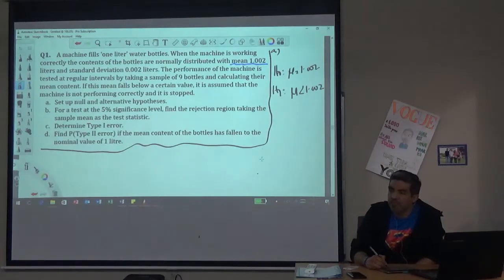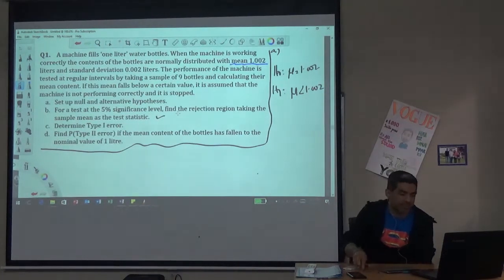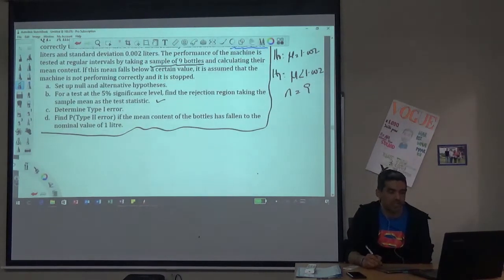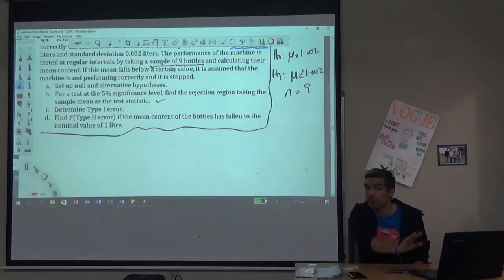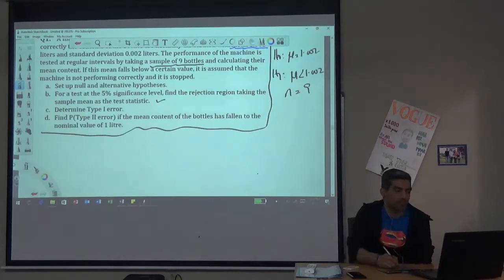For a test at 5% significance level, find the rejection region, taking the sample mean as the test statistic. So we just need to identify the rejection region here. So it's a one-tailed test. Sample size is how much? Sample size is 9. I've already said a sample of 9 bottles is taken. Right? We don't need to know the mean of the sample because we're not testing, we're just identifying the rejection region at the moment.